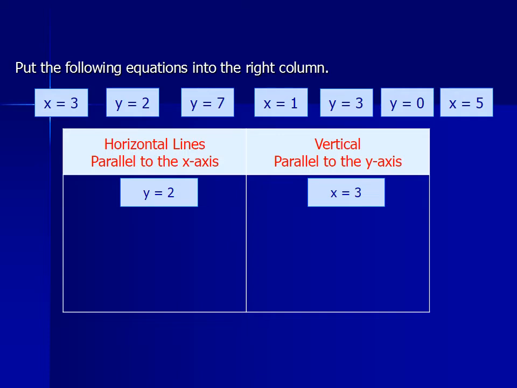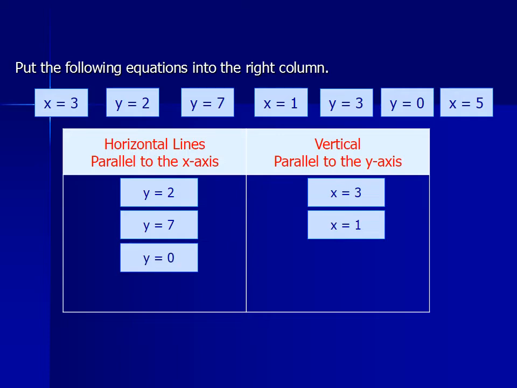Y equals 7. What do you think? Yes, excellent. It's horizontal lines parallel to the x-axis. And then this one, x equal 1. Yes, it's vertical parallel to the y-axis. Y equals 0. Yes, it's horizontal lines parallel to the x-axis. Y equals 3. What do you think? Yes, it's horizontal lines parallel to the x-axis.